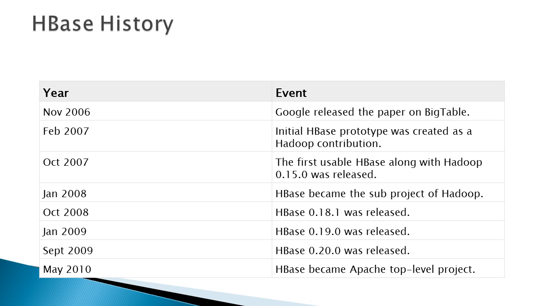Then HBase history. As I said earlier, HBase is designed over the Bigtable paper of Google, in November 2006. Then the first version of HBase was released in October 2008. Then January 2008 0.19 and September 2009 0.20. In May 2010, HBase became an Apache top-level project.